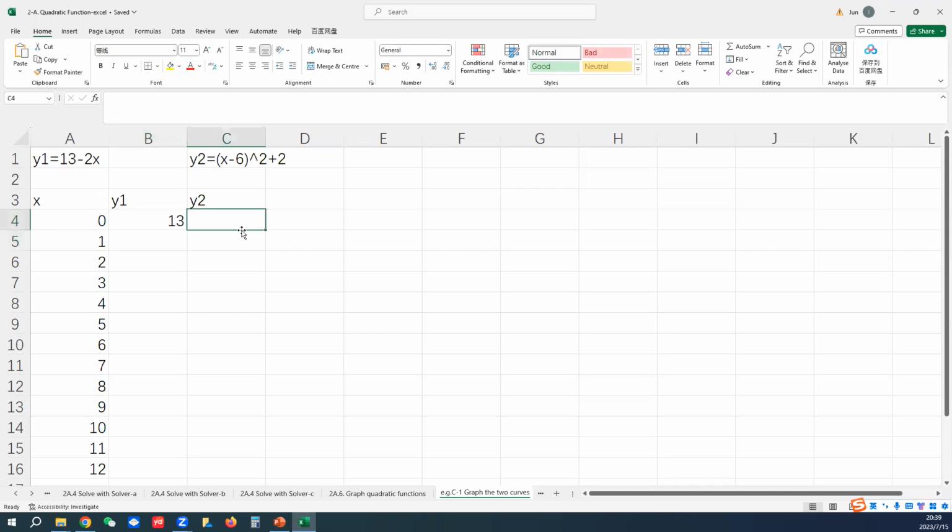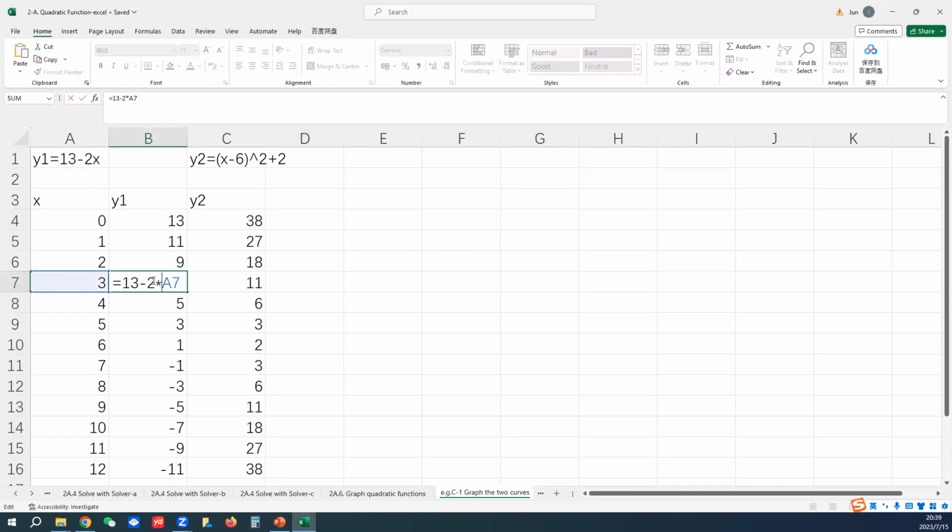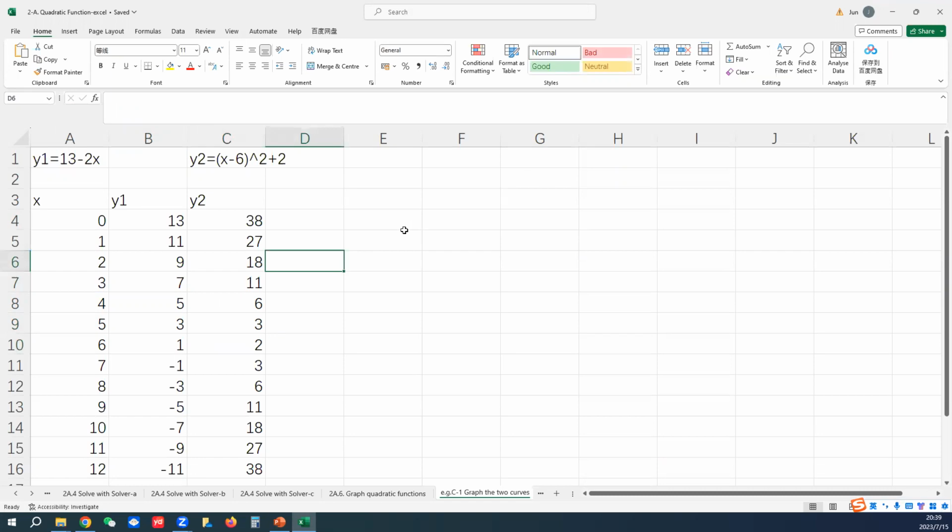And y2 is x minus 6 squared plus 2. Okay. And then we apply those calculations of y1 and y2 for all those x's, right? It's 13 minus 2 times of A7, which is when x equal to 3. And here, A9 minus 6 squared plus 2 when x equal to 5. That's good.